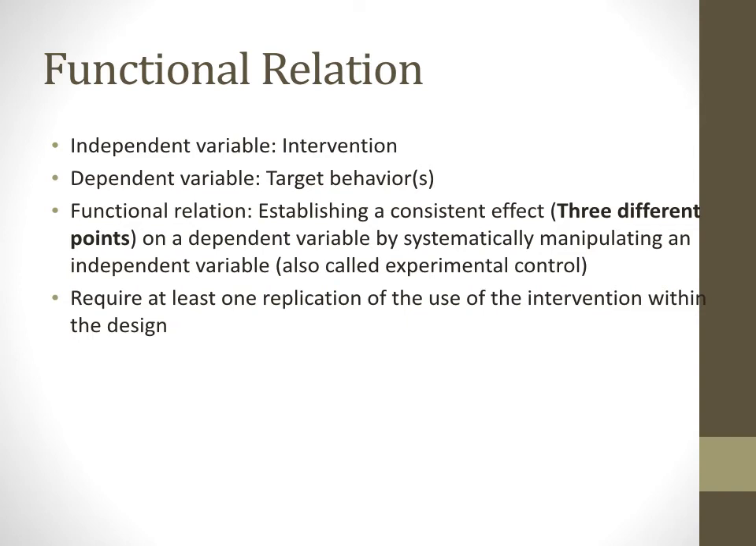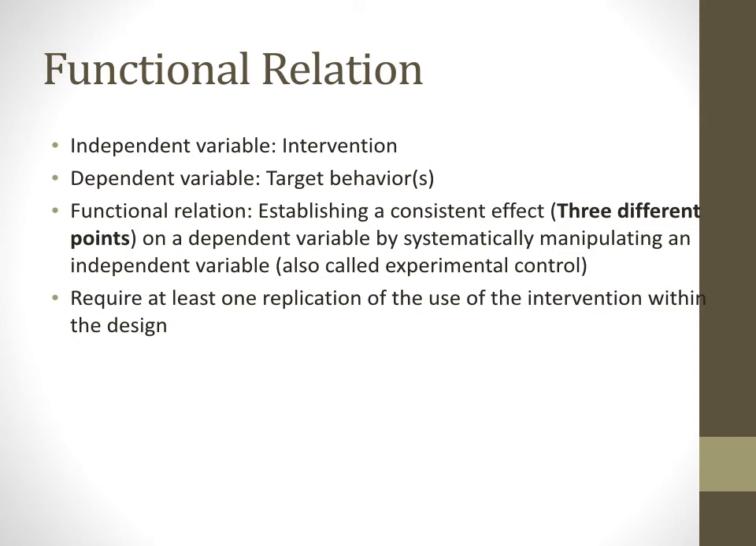Functional relation is established when you see a consistent effect on a dependent variable, which is your target behavior, by systematically manipulating an intervention, the independent variable. So when you introduce the intervention, if the behavior goes up or down, that means experimental control is observed. If you see three experimental controls, then we say functional relation is established.